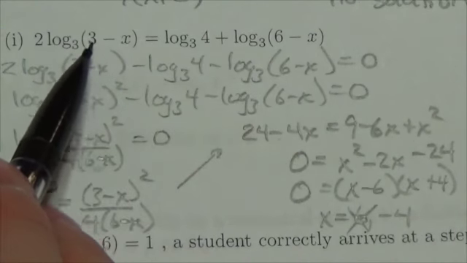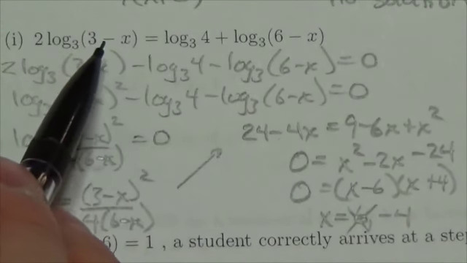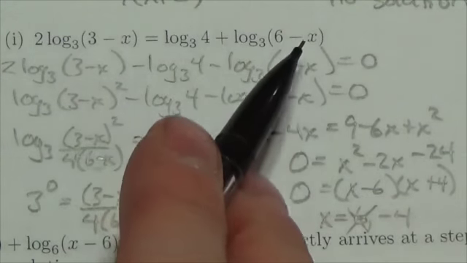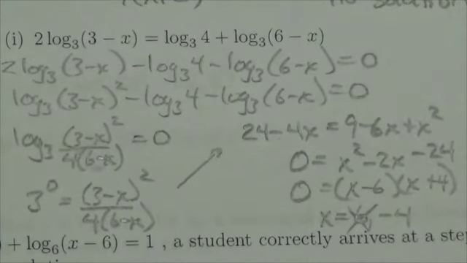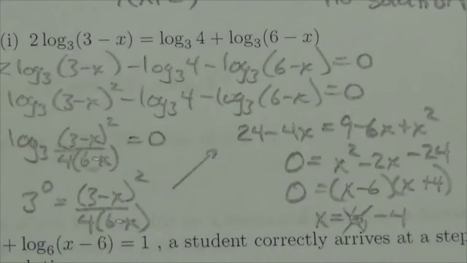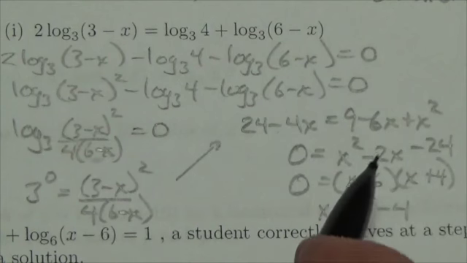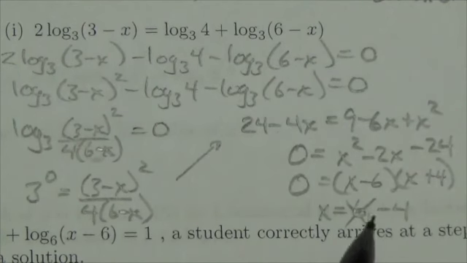If you plug that in, 3 minus negative 4 is 7. I can take the log of 7. 6 minus negative 4 is going to be 10. I can take the log of 10. So that's the correct answer. Really good question because it's not one of those things you would normally think of at the end here. Normally you would think that the negative one doesn't work.